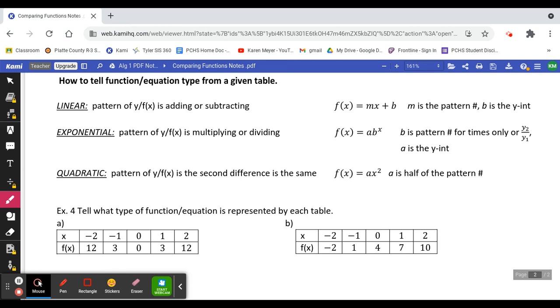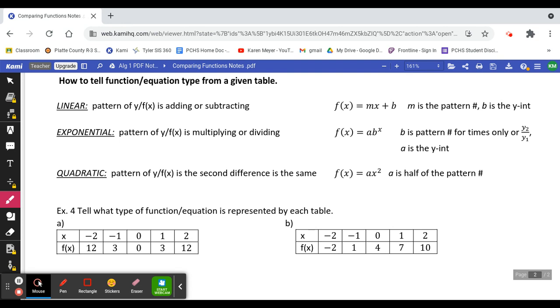And then if I ask you to write an equation or function, it could say f of x or y, whichever one we want. And then most of us hopefully remember slope-intercept form, mx plus b. M is your slope, which your slope is your pattern number. So going up 7 each time or going down 3 each time. And b is your y-intercept.